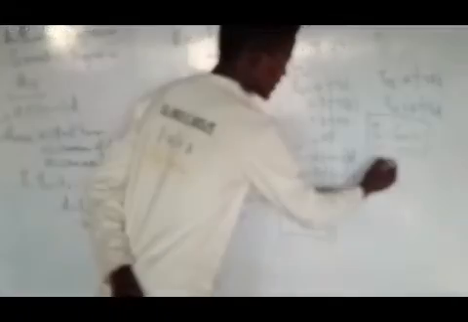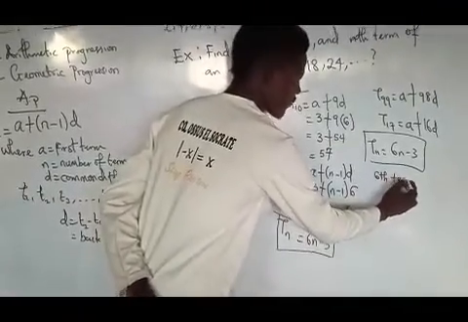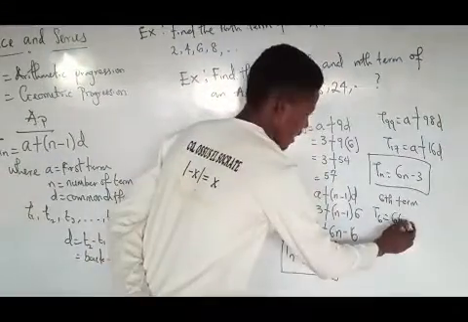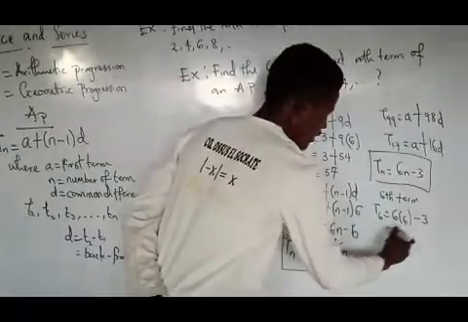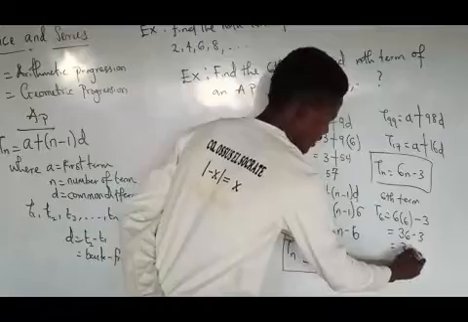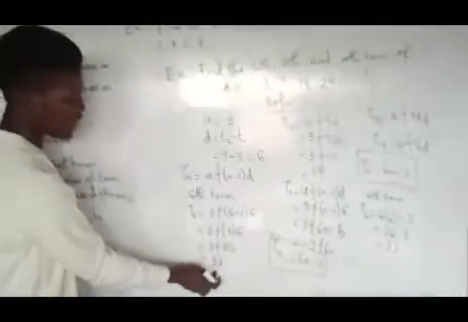If you want to find the 6th term, anywhere you see n, put 6. That will be T6 equals 6 multiplied by 6 minus 3. 6 times 6 is 36, minus 3 will give us 33. You can see the same 33 we had the other time.